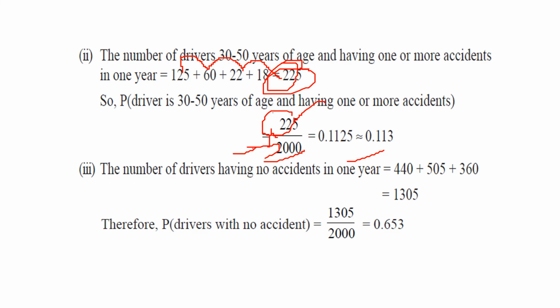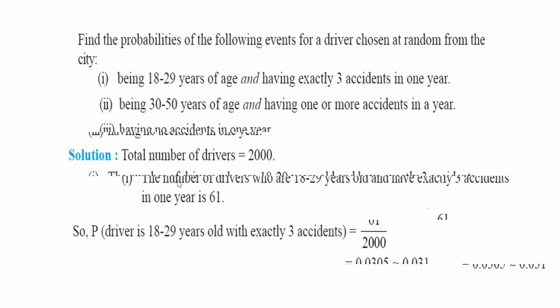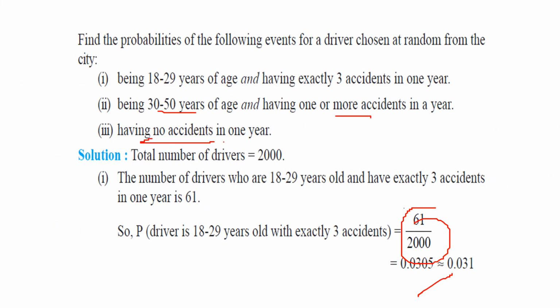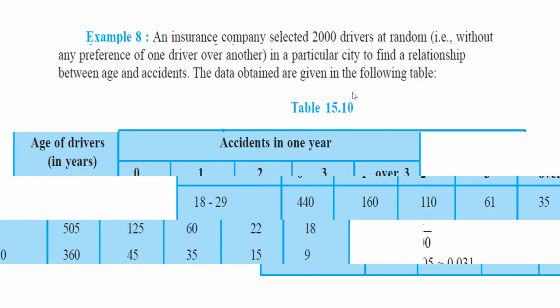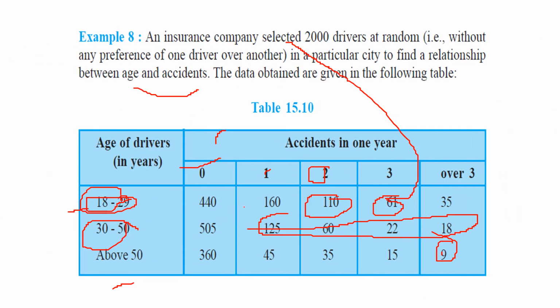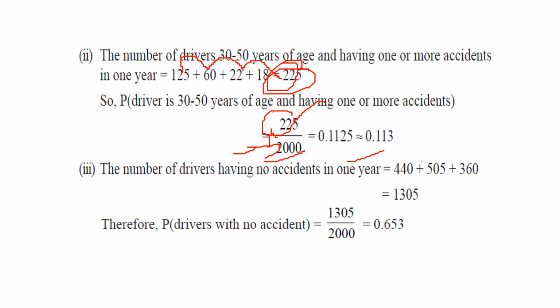Now the third one is having no accident in 1 year. So no accident in 1 year, that means 0 accidents. So all these have to be taken care of. So 440, 505, 360 we have to add. This is 1305 by 2000. This is 0.653.